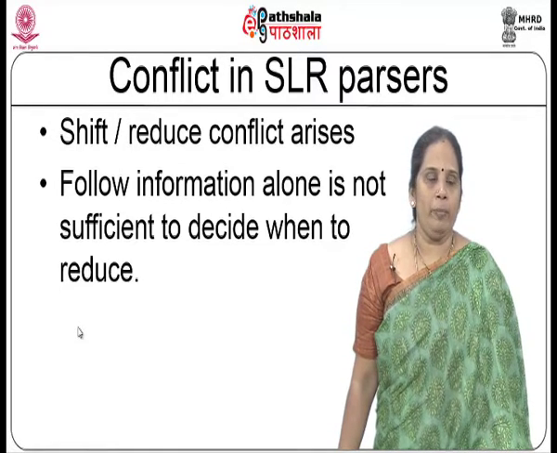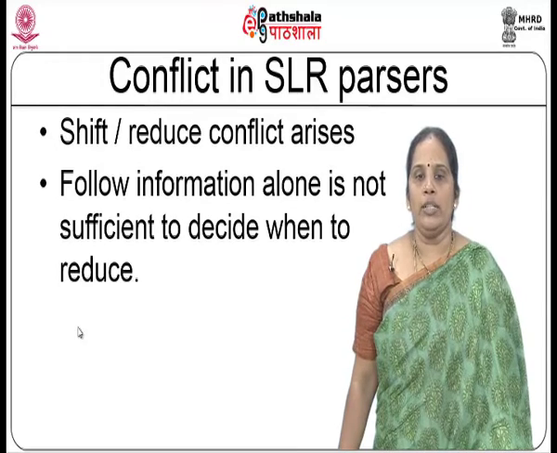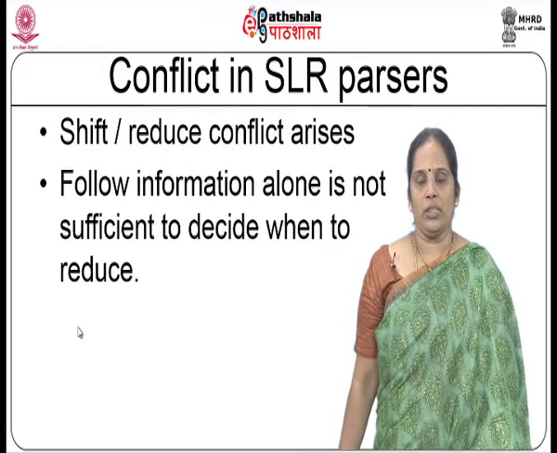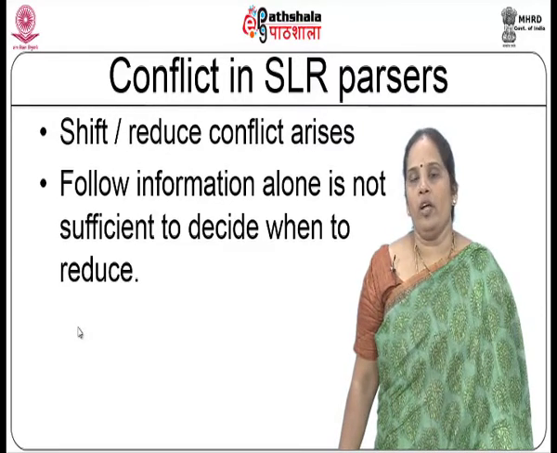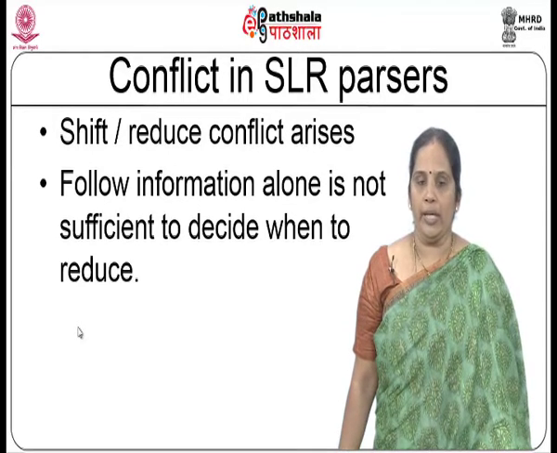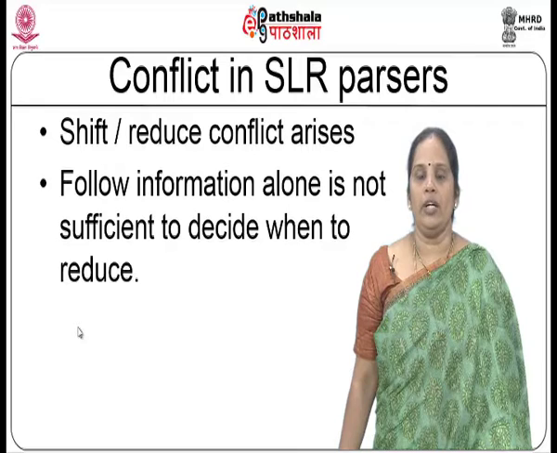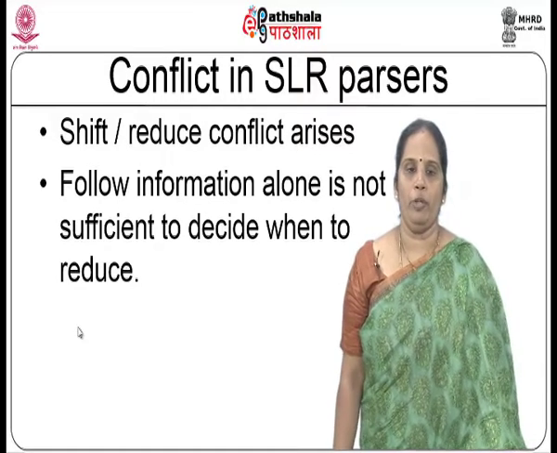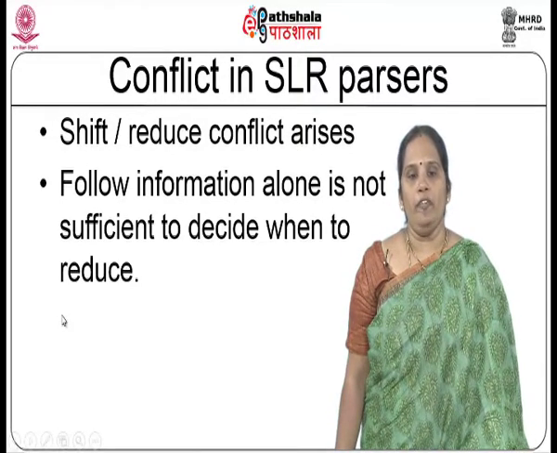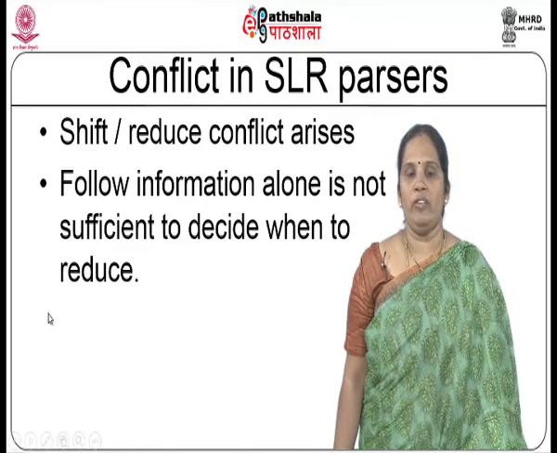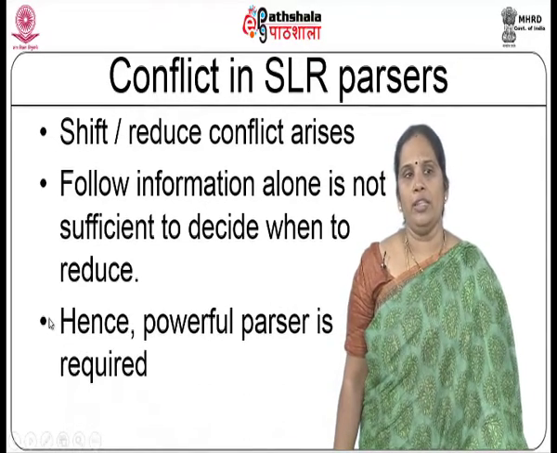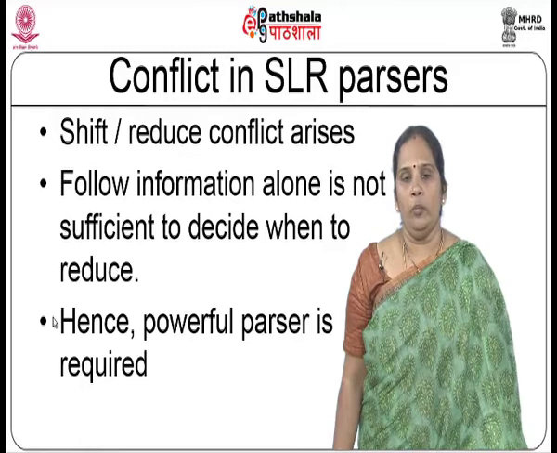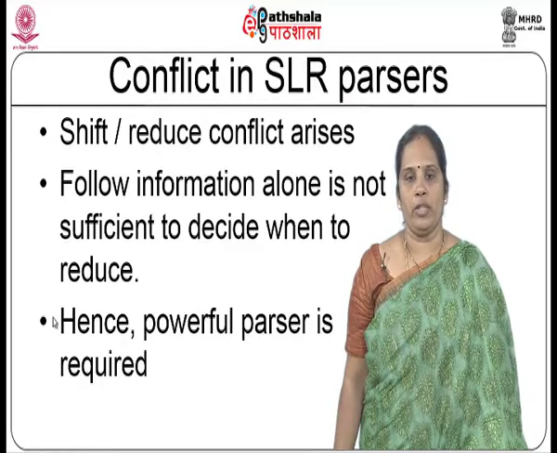Because in SLR parsers, the follow information alone is used for determining the reduction. So, when I say A produces alpha dot, I normally look at the follow of the LHS non-terminal, which happens to be A in our case, and at the intersection of that item number and the follow of A, I mark the reduction by A produces alpha. But that information alone is not sufficient to decide when to reduce. That is the reason for this conflict in SLR parsers. So, we need a more powerful parser which is going to overcome this shift reduce conflict.